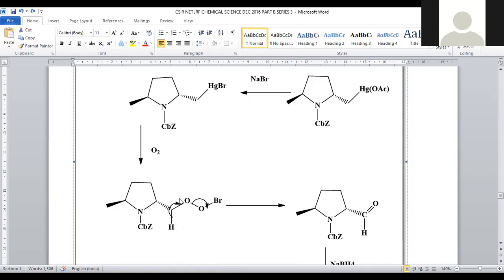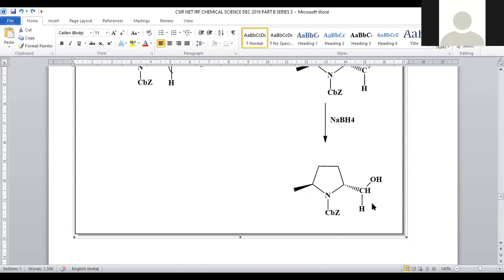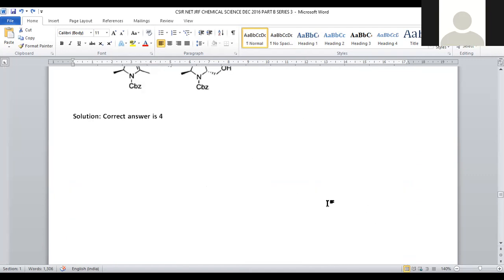Now, what will we do? This hydrogen will be discarded. Bonded electrons will polarize towards this side. We will get a carbon oxygen double bond, and this OBr group will be eliminated. So finally, what is eliminated? HOBr, hypobromous acid, will be eliminated, and we will get an aldehydic functional group. Aldehyde, upon treating with sodium borohydride, the reducing agent, is converted into a primary hydroxy compound. The final product is a 5-membered ring with NCBZ and this terminal carbon having a hydroxy functional group.